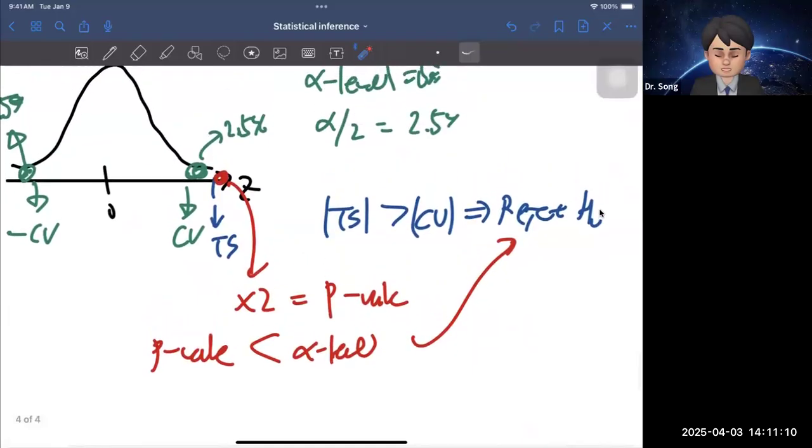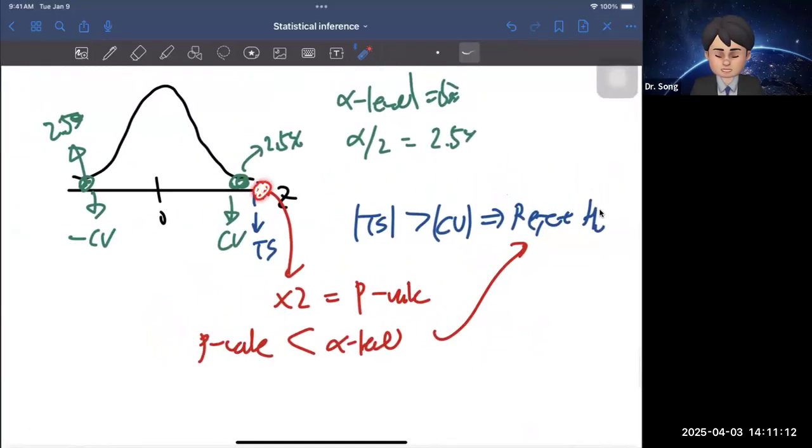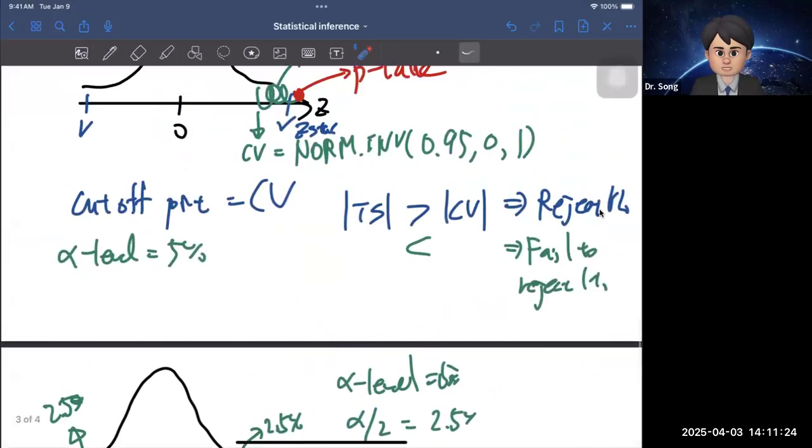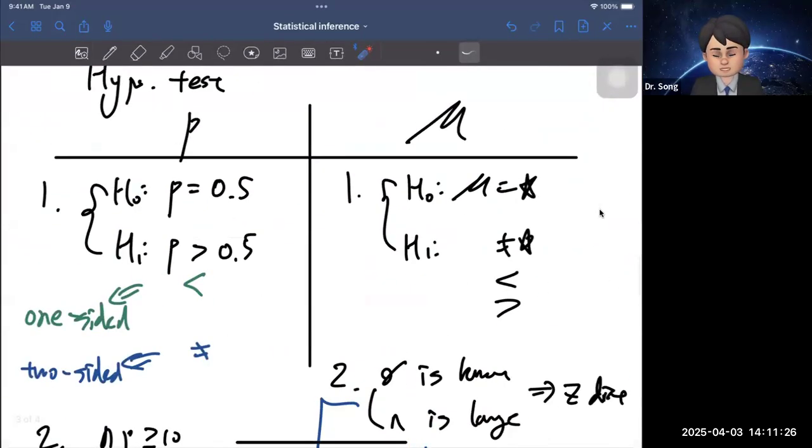For the p-value, same thing. Here, you calculate this shaded area, which is the p-value, but you are using the t-distribution, so you can use T.DIST. So the whole process is the same, the big picture is the same, but the only difference between the mean and the proportion is that for a proportion, 100% of the time we are using the normal distribution, but for the mean, most of the time we are using the t-distribution.